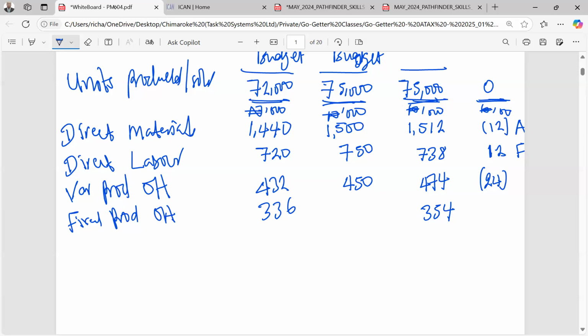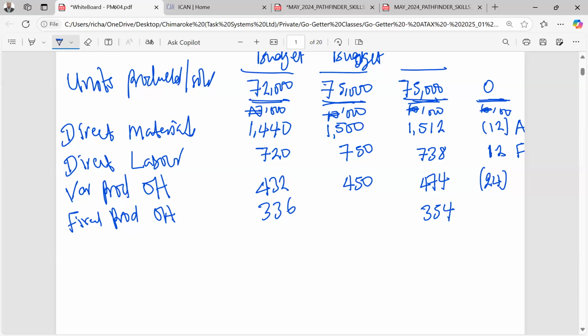Now, take note. All the time that we have been doing what we did for material, direct labor, and variable overhead cannot apply to fixed overhead. This is because direct material, direct labor, and variable overhead are all variable. They depend on per unit. But fixed production overhead is fixed in total terms. So whatever you have done using 72,000, the fixed overhead will not change.